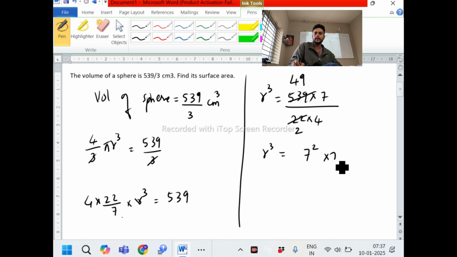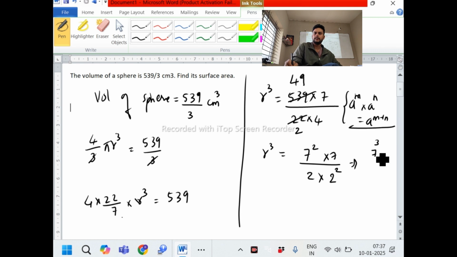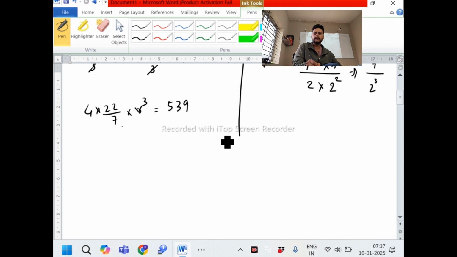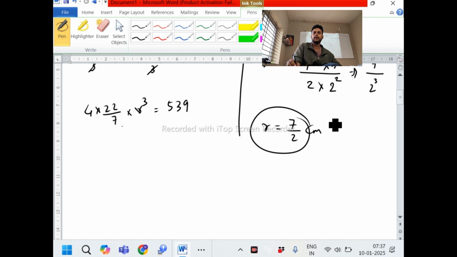49 I can write as 7 square, into 7 by 2 into 2 square, since 4 I can write as 2 square. So 7 square into 7 is 7 cube. A power m into a power n is equal to a power m plus n. Remember? So it is 7 cube by 2 cube. So r cube is equal to 7 by 2 whole cube. Taking the cube root, you will get 7 by 2 centimeter. Any doubts?